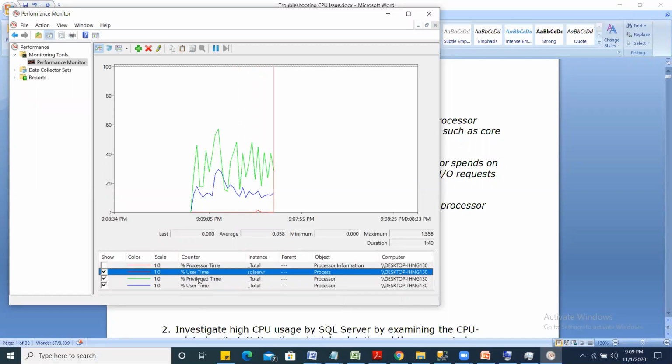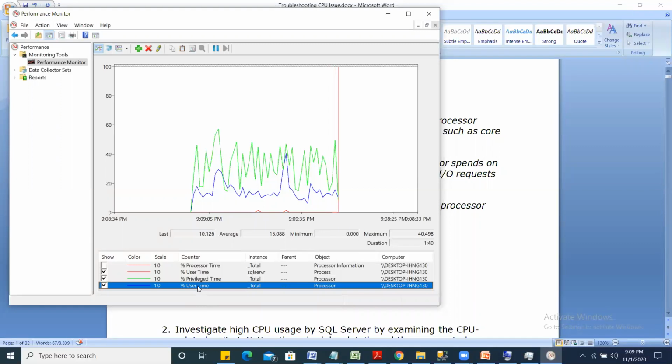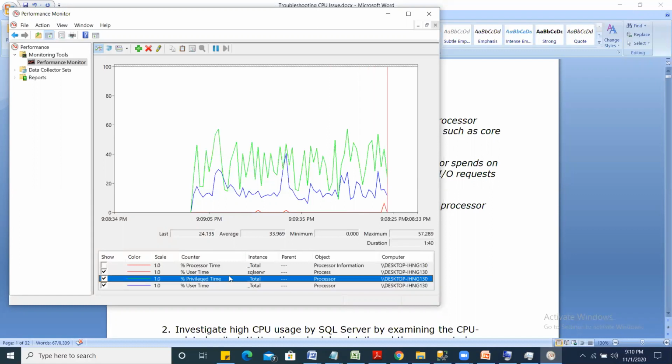Then come to the privilege time. The operating system utilization is 33 percent on average, right? So 33% on average of CPU utilization is by the operating system itself. And here, the utilization by all the applications we are running, such as Zoom, Chrome, Word, PowerPoint, etc., they are consuming only 15%, right? So I can say that my highest consumer is the operating system itself, right?